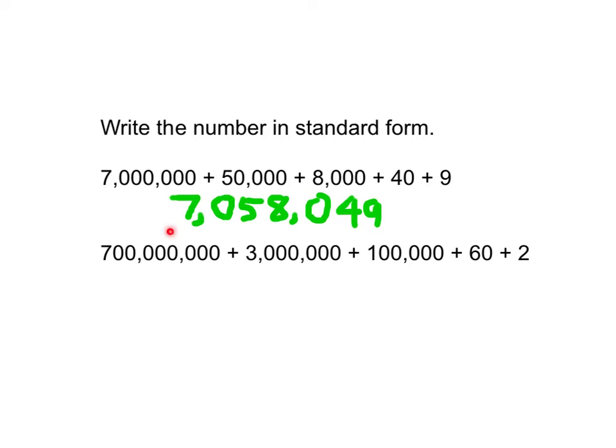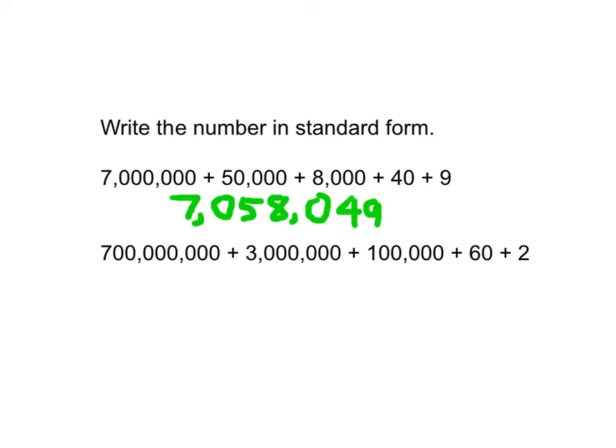We look at our number that we've written in standard form. You read it to yourself. It says 7,058,049. And you look at it and really make sure it has the right number of digits within each of those periods. 3 there in the ones period, 3 there in the thousands period, and 1 digit in the millions period is fine as long as there are not any other periods that we're thinking of.